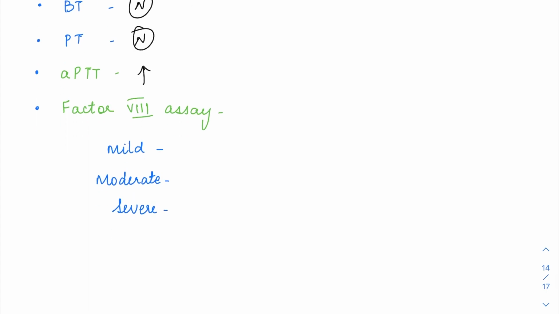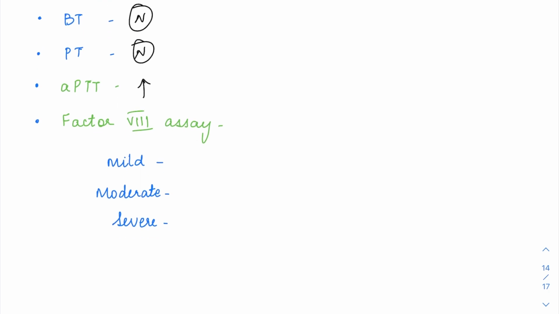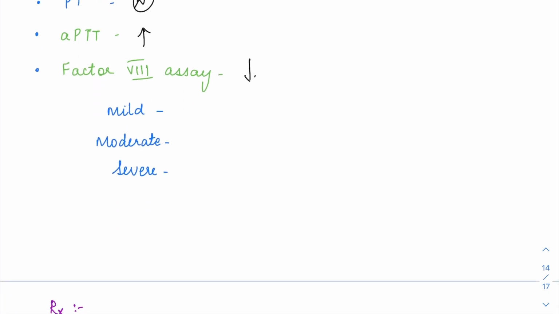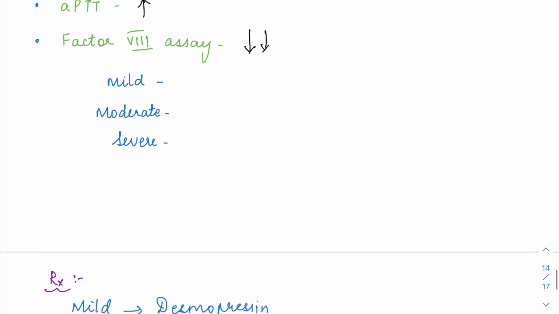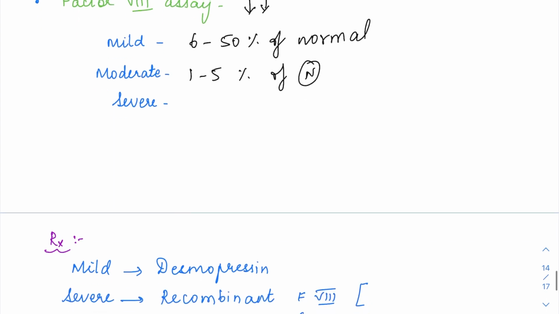Then the main thing we have to do is a factor 8 assay. You measure factor 8 levels in the blood, and with that you can confirm. Factor 8 assays are going to be decreased. Based on the levels of factor 8, you classify hemophilia by severity: mild, moderate, and severe disease. Mild disease has at least 50 to 60% of the normal levels of factor 8. In moderate severity, you have 1 to 5% of the normal levels. And in severe disease, you have less than 1% of the normal. Less than 1% of the normal, imagine.